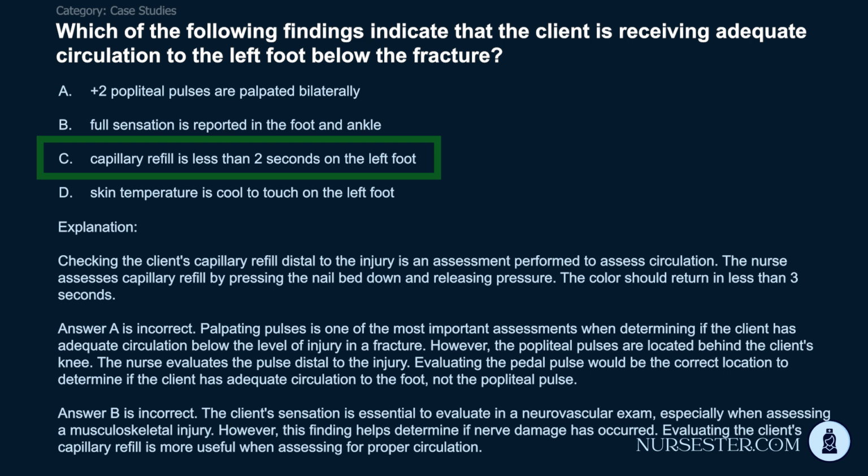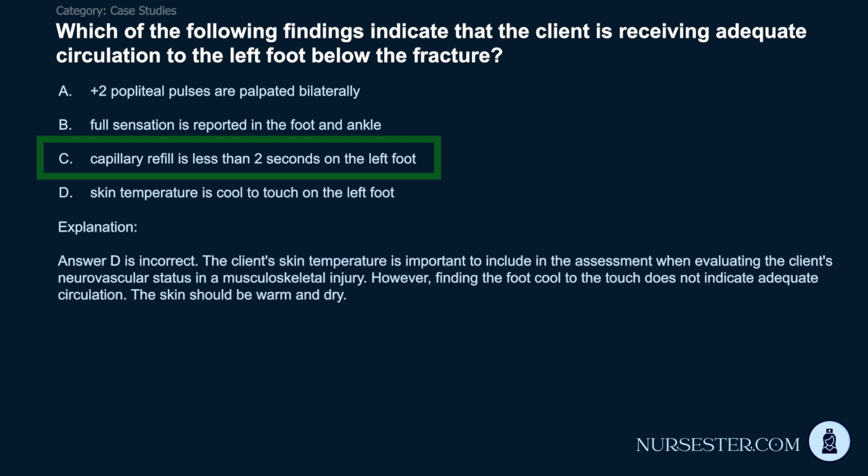Answer B is incorrect. The client's sensation is essential to evaluate in a neurovascular exam, especially when assessing a musculoskeletal injury. However, this finding helps determine if nerve damage has occurred. Evaluating the client's capillary refill is more useful when assessing for proper circulation. Answer D is incorrect. The client's skin temperature is important to include in the assessment when evaluating the client's neurovascular status in a musculoskeletal injury. However, finding the foot cool to the touch does not indicate adequate circulation. The skin should be warm and dry.